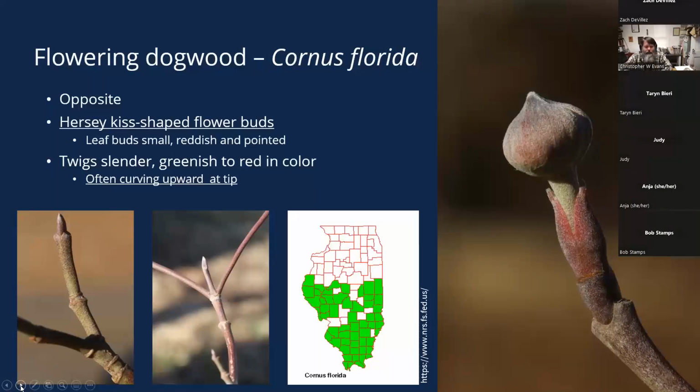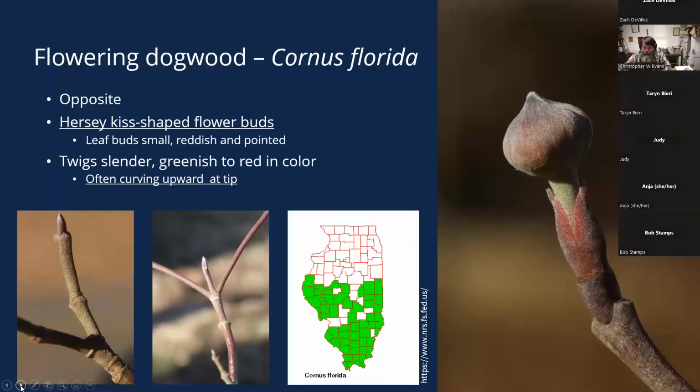And so flowering dogwood's a little different in its buds in the sense that oftentimes you'll see these big rounded flower buds at the end of the branch. So that's not really a terminal bud. It's actually a flowering bud. And it kind of looks like a big Hershey's Kiss. So that's what's going to form the flowers the next year.